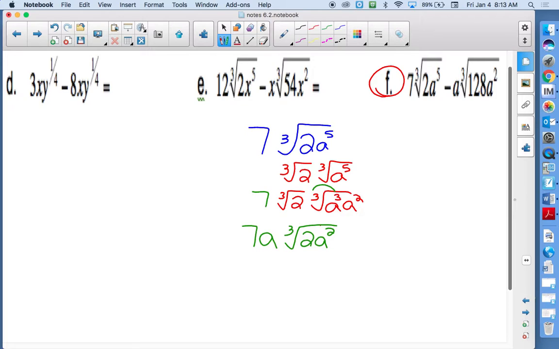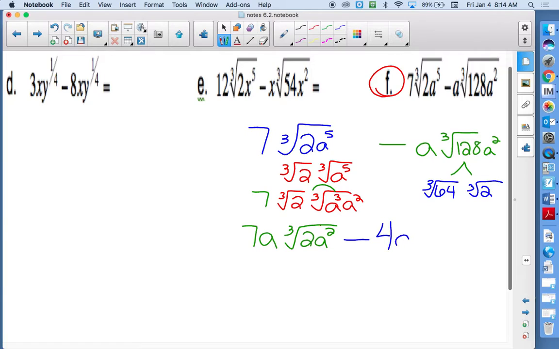And then looking at the next one, we have a minus a, and then the cube root of 128a squared. Mackenzie Myers, do you know how 128 would break down? Break down to 64 and 2. So what would that become then? It becomes 4, and then a squared.